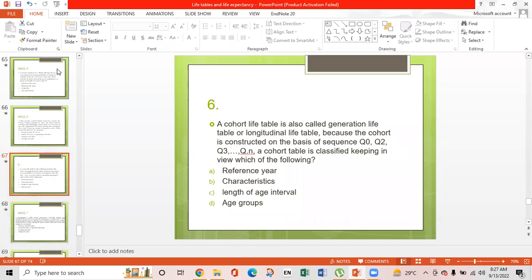A cohort life table is also called generation life table or longitudinal life table because the cohort is constructed on the basis of sequence Q0, Q1, Q2, Q3, and Qn. A cohort table is classified keeping in view which of the following? Option A, reference year. Option B, characteristics. Option C, length of age interval. And option D, age groups.